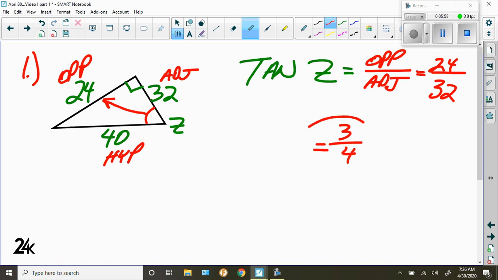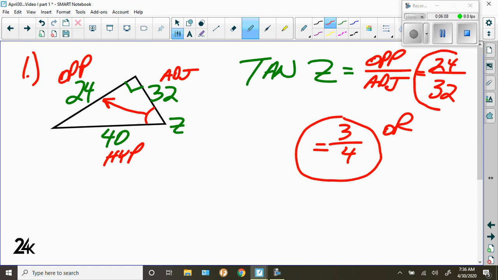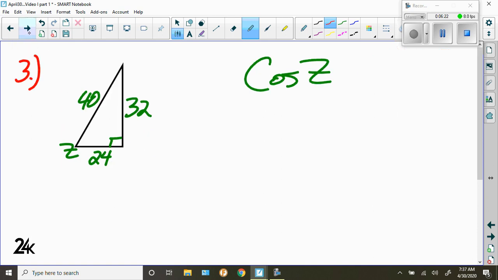Do you have to simplify? No. It's all good. Because seriously, if we were using a calculator, we would actually be solving for angle Z, and then everybody knows you would do the inverse tangent. But we're not doing that. All you're doing is finding the fraction. Next. Number 3.